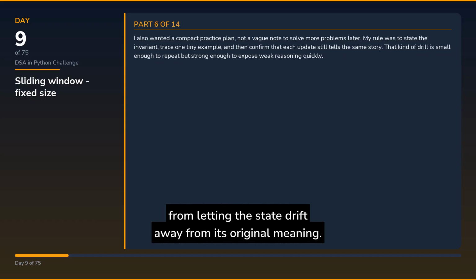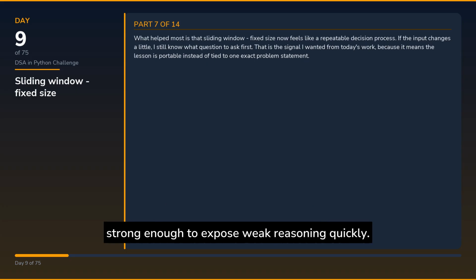I also wanted a compact practice plan, not a vague note to solve more problems later. My rule was to state the invariant, trace one tiny example, and then confirm that each update still tells the same story. That kind of drill is small enough to repeat, but strong enough to expose weak reasoning quickly. What helped most is that sliding window, fixed size now feels like a repeatable decision process. If the input changes a little, I still know what question to ask first. That is the signal I wanted from today's work, because it means the lesson is portable instead of tied to one exact problem statement.